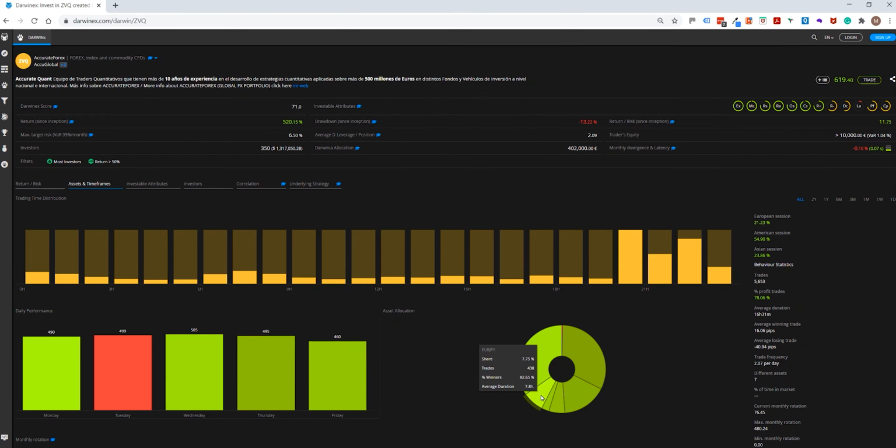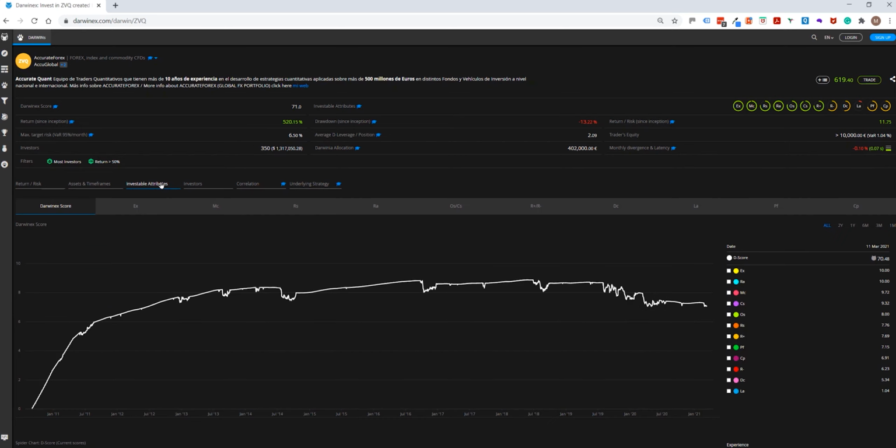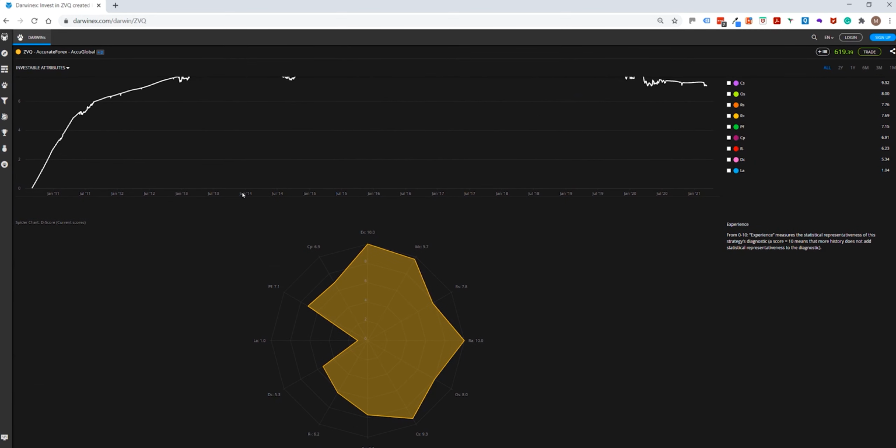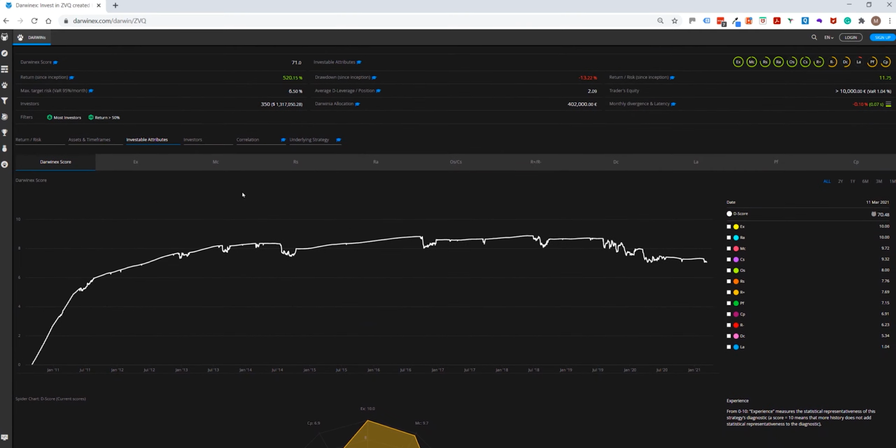Now, for those of you that are new to the Darwinex platform, there's a concept of investable attributes, and each trader on the platform gets rated for each of these. Now, this, of course, is valuable information that's available to investors so that they can see the details of the trader that they are backing with their investor capital. But also, they're incredibly useful to the trader themselves.